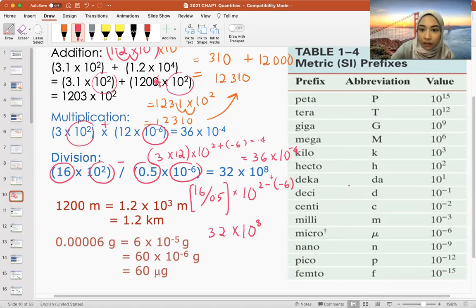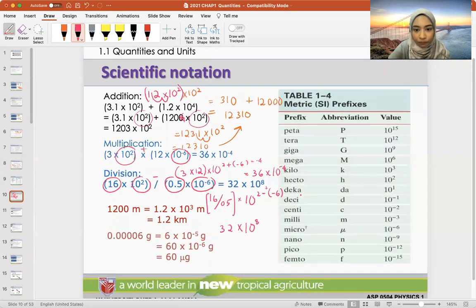Okay, and then let's talk about prefix. Okay, this is called prefix.